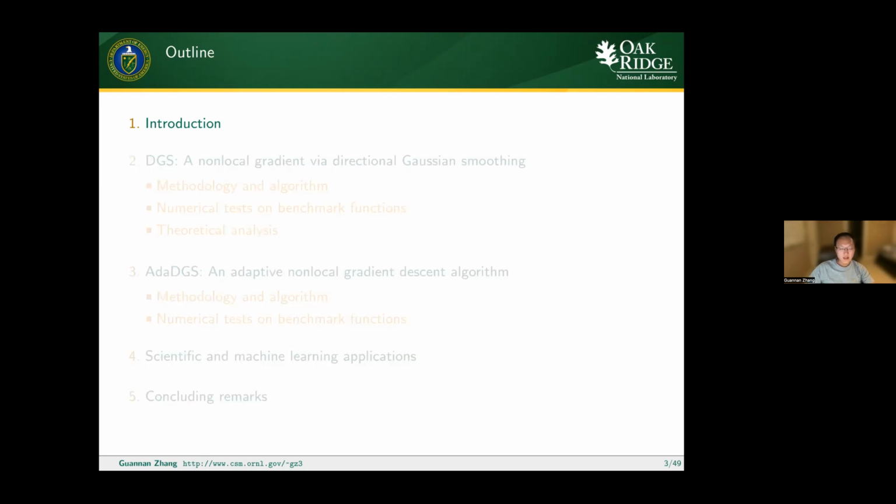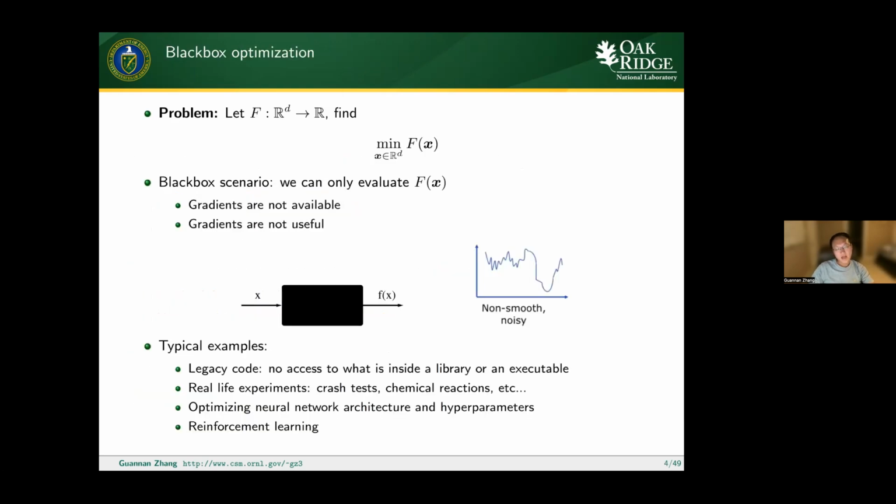Okay. Now, black box optimization simply means that I want to optimize or minimize a loss function f(x) in a high-dimensional space. Here x is in a d-dimensional space, and the black box scenario means we can only evaluate the loss function. We either don't have access to the local gradient of the loss function f(x), or the local gradient is not very useful, for example, when the loss function is highly non-smooth and noisy.